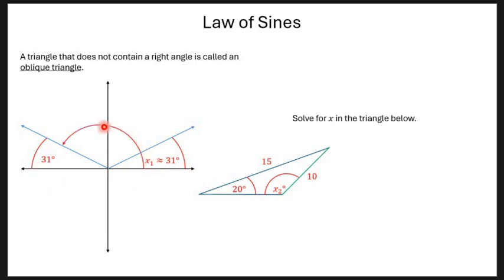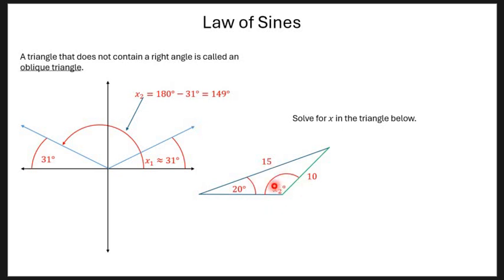So this is the angle I'm actually looking for, which is supplementary to the 31-degree angle. So if I take 180 degrees and I subtract 31 from it, I'll get the angle I'm looking for, x2. So this angle x2 is actually 149 degrees.